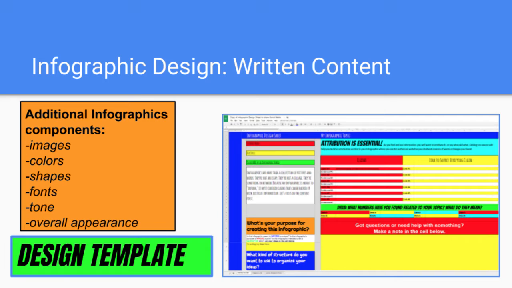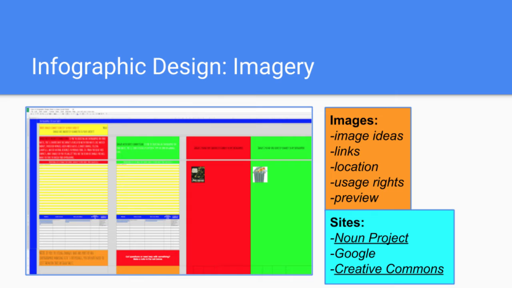When it comes to imagery on this template, you'll see there, you need to spend some time with it and explore it. There are sections where you can put images or image ideas, links to those images so that you can double check those usage rights, where you definitely don't want kids going out to Google and just grabbing images and using them thinking they're all allowed for use. So being a good digital citizen is something that needs to happen as well.